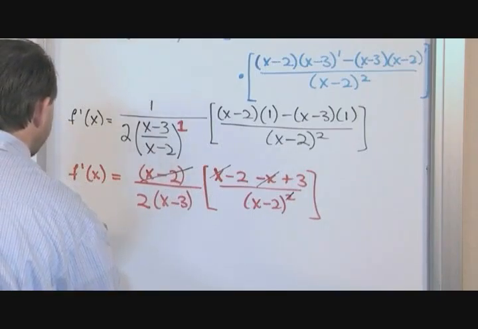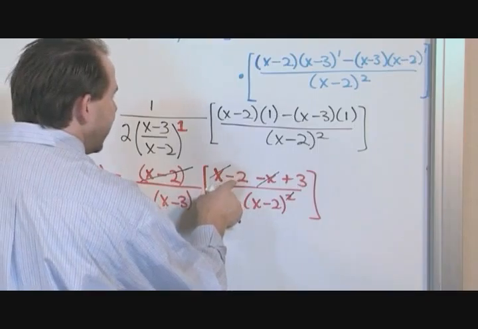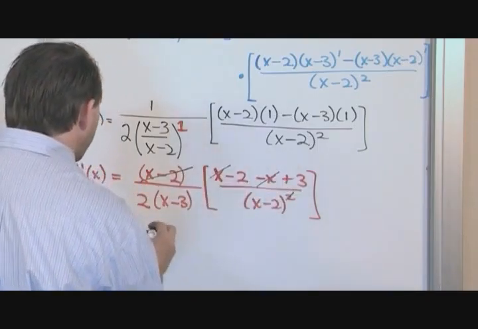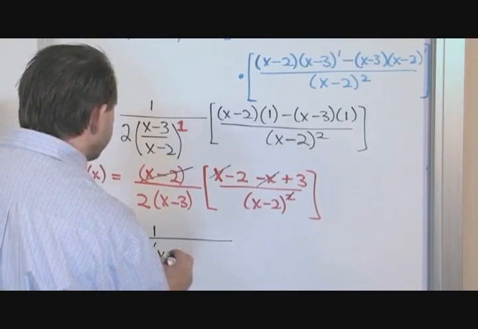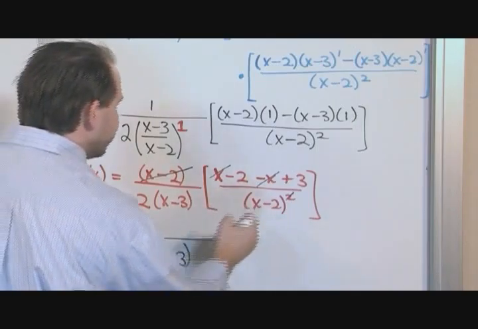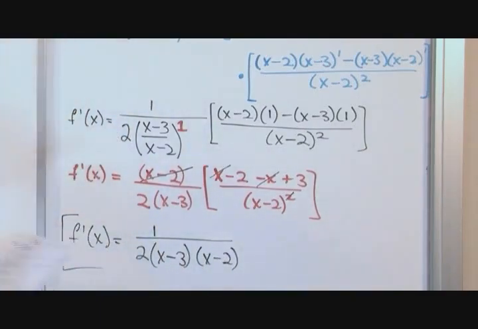So the final answer, f prime of x, is equal to, the only thing I have on the top is negative 2 plus 3, so I have 1 on the top. On the bottom I have a 2, I have an x minus 3 from here, and I have an x minus 2. And that, my friends, is the final answer: 1 over 2, x minus 3, x minus 2.